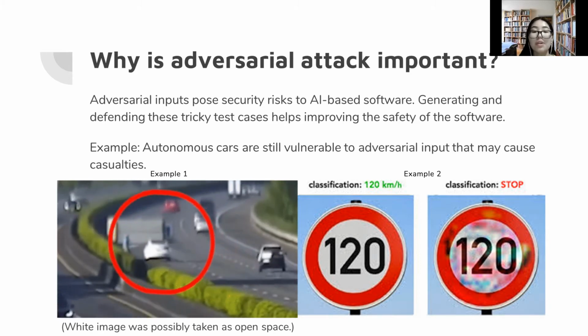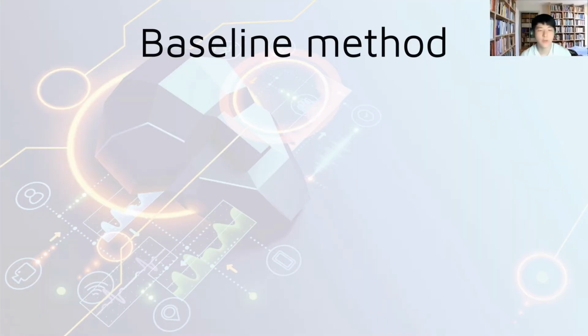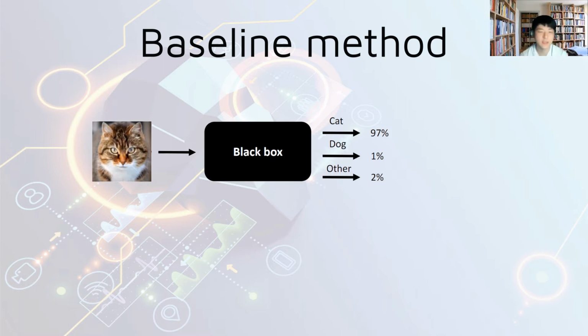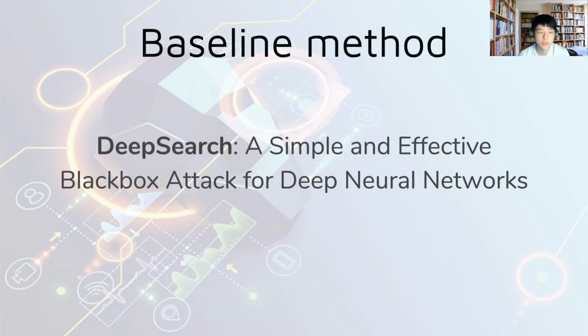And now we will talk about the baseline methodology. So now we know what adversarial attack is and what black box is. There is a black box classifier, and we want to make an input that will fool the classifier. In order to achieve this, the related paper suggests an algorithm they call DeepSearch. And it is important that you understand how it works before going into our proposal.